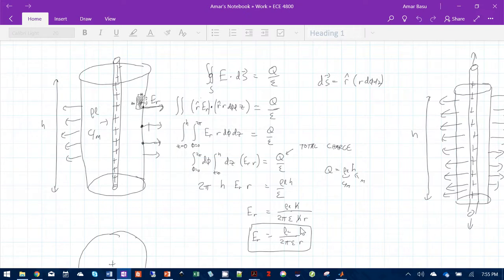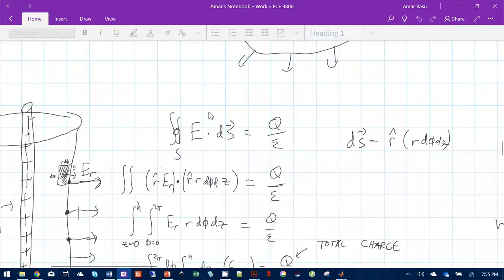Should you enclose above and below? Yeah, for symmetry reasons, yes. And the volume has to enclose the charge. Gauss's law says this: the integral of E dot dS is equal to q over epsilon. The flux on the surface of the volume is equal to the charge enclosed by the volume. So the volume that you draw has to enclose the charge.